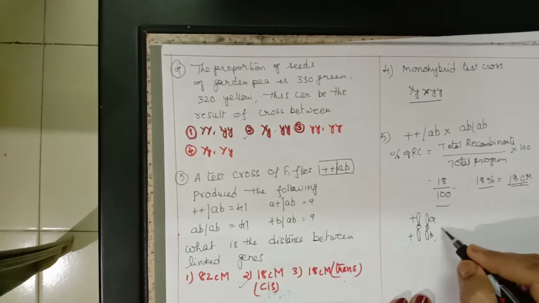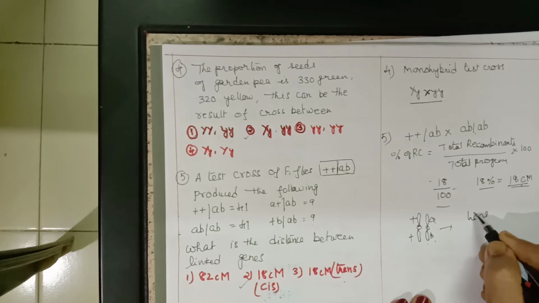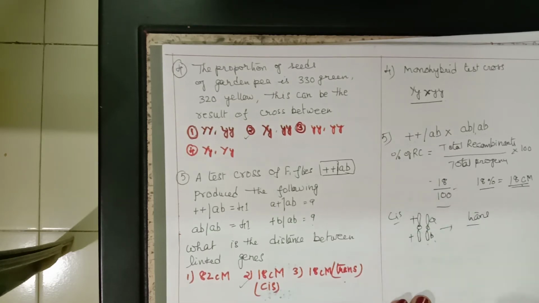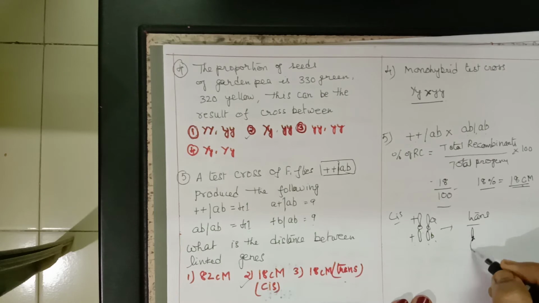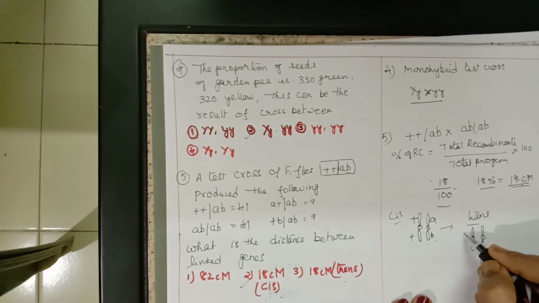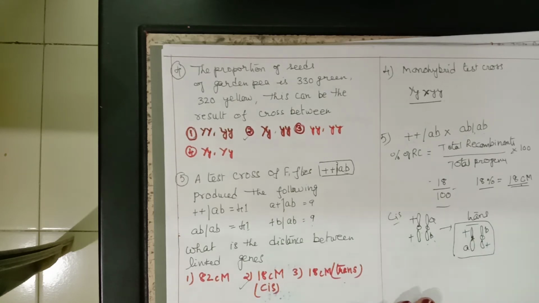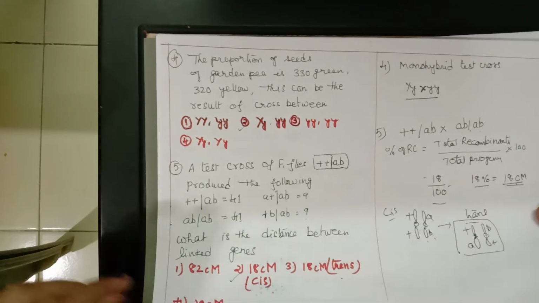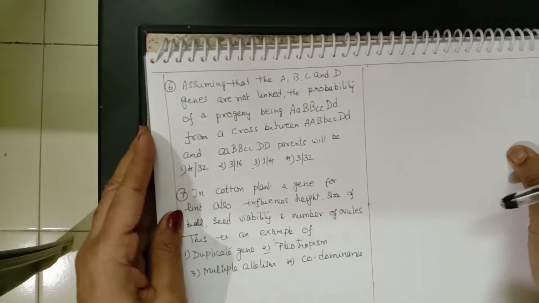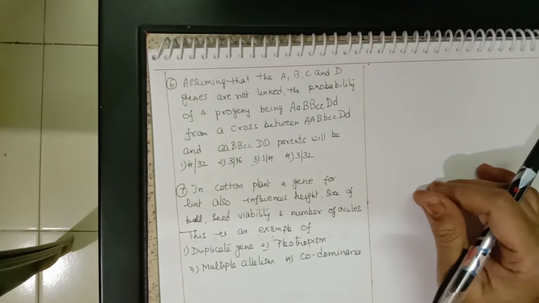What will be the trans arrangement? This is called a cis. Suppose we have to show the trans arrangement in this homologous pair. Here we will show plus and here we will show A, or here B, here plus. This type of arrangement we can consider as a trans arrangement. So here we have a cis type of arrangement. So this is how we can find the percentage of recombination, which directly gives the distance between the two genes. Now the next question, sixth question.